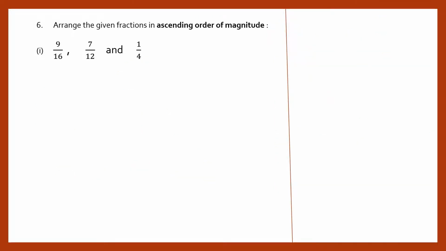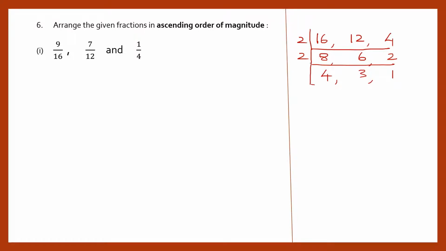This time we have to arrange the fractions in ascending order. We follow the same method. We're going to find the LCM of the denominators. So we have 16, 12 and 4. Let's start with 2. 2 eights are 16, 2 sixes are 12, 2 twos are 4. 2 fours are 8, 2 threes are 6, 2 ones are 2. 2 twos are 4, I bring down 3 and I bring down 1. 2 ones are 2 and I bring down 3 and I bring down 1.